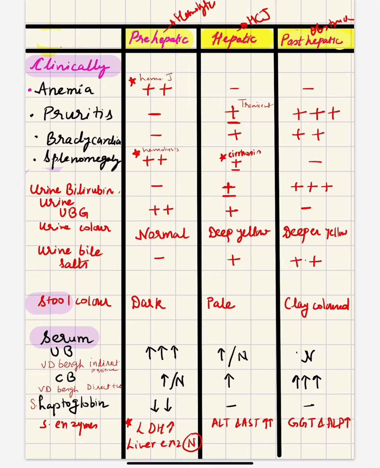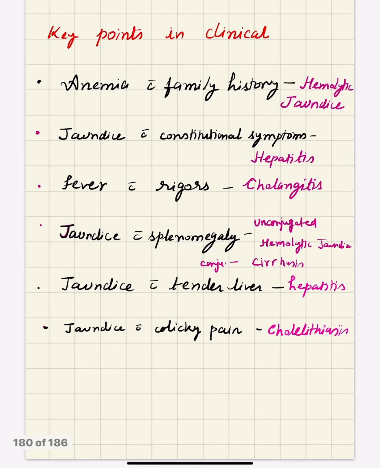So these are the important facts that you should remember, and this will help you to solve the problems in jaundice. And the key clinical points, again, I will revise these. So if there is anemia and a family history, then you can think about hemolytic jaundice. When a case of jaundice occurs, and there are certain clues given in the question, you can think about the different differential diagnoses. Like if there is jaundice along with anemia and family history, you think of hemolytic jaundice.